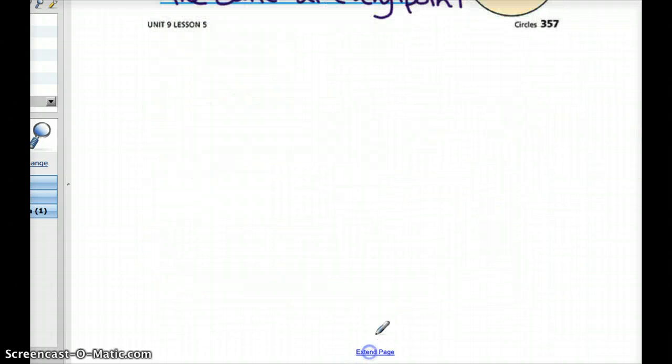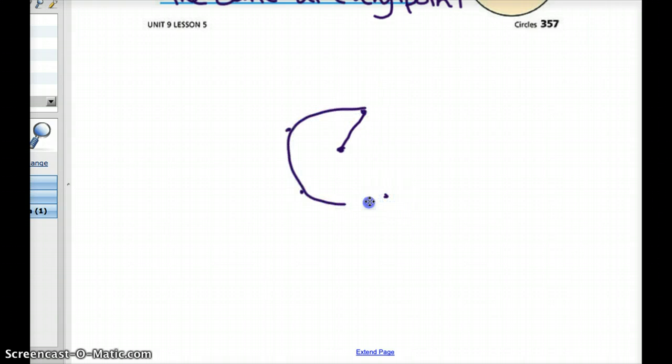For example, if I had a point and I wanted to draw a circle, well, I would measure 2 centimeters this way, okay, 2 centimeters this way, 2 this way, 2 this way, and then I could draw my circle.